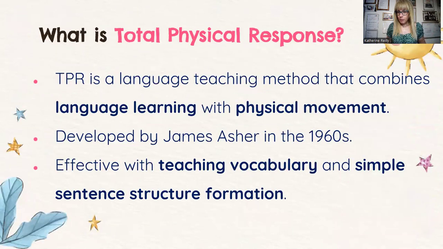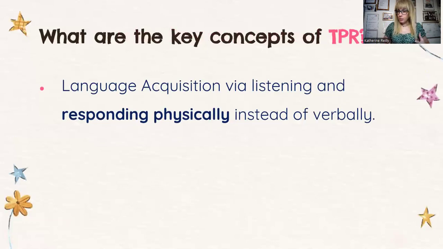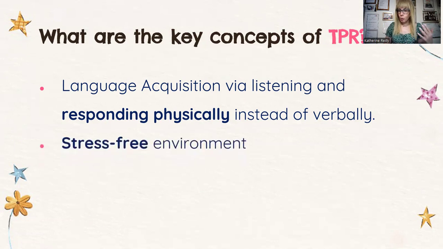As you can understand from the title alone, it has to do with teaching English through physical movement, okay? And it was first developed in the 1960s by James Asher, and it's quite effective when we want our students to utilize vocabulary and basic sentence structure formations. Having said this, the key concepts of total physical response, I dare say, based on my own experience as a student at a very young age, I was more prone to responding to vocabulary than actually using my verbal capacity to do so. What do I mean by this?